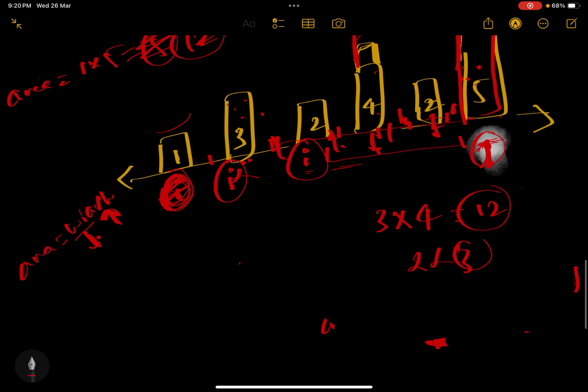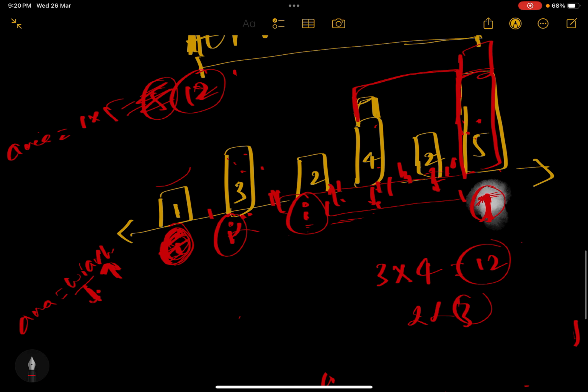So again, take an example. Assume the building is something like 3. For 3 and 3 I can move anyone, but if I come to 4 and 3, I have to move J to the left, because the smaller building is 3, so I need to increase the height only. So I will decrease J, and J will be moved to the left, and you can find the new area, right? So I hope you got the intuition.